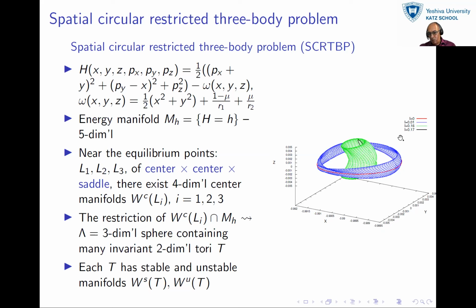But now around L1, instead of having just Lyapunov orbits, just periodic orbits, we have more complicated orbits. So you can find some invariant tori. So you have these invariant tori, which are in blue and in green. So these have also stable and unstable manifolds. And it turns out that you can move from one torus to another.